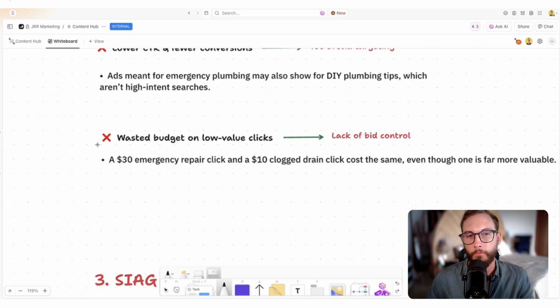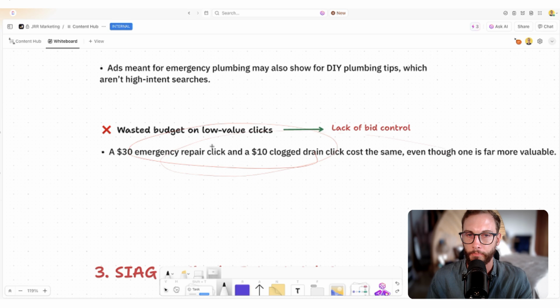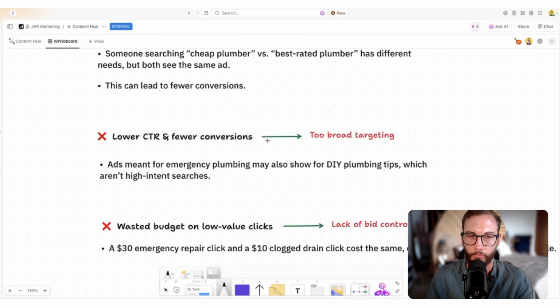Okay, so you'd also have wasted budget on low value clicks. So this isn't a correct description, but basically if you've got one keyword worth $30 and another worth $10, one's going to chew up a lot of your bids, and so you're going to have a lack of control. And so you've got a few expensive keywords, a few non-expensive keywords, and the non-expensive keywords are not seeing the light of day because you've got them all batched together. This is an issue that's ongoing across all, but probably not the best example for a single theme ad group.